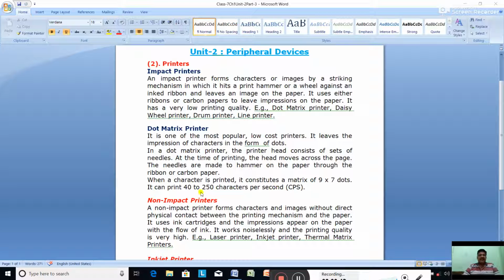It can print 40 to 250 characters per second. In 1 second, how many letters can be printed? 40 to 250 characters per second. So this was the mechanism of dot matrix printer. Now, what is the disadvantage? The main disadvantage of dot matrix printer is that the quality of the printing is low, as the characters are in dotted pattern, dotted form.